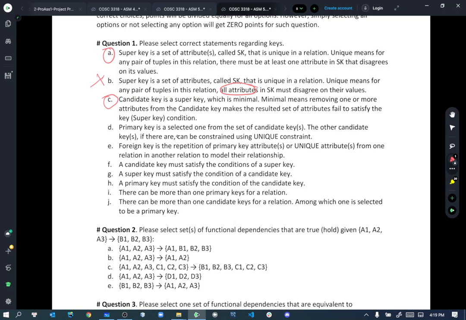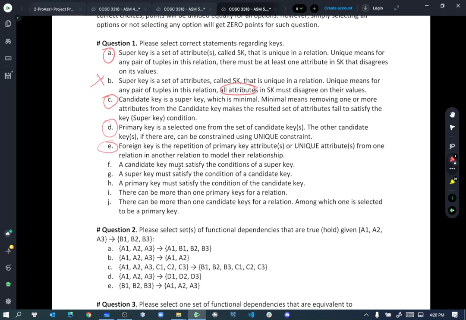Next one, primary key is a selected one from the set of candidate keys, and other candidate keys, if there are any, can be constrained using unique. This one is true by definition, and it comes straight from the slide. Next one, foreign key is a repetition of the key attribute or unique attribute from the relation in another relation to model the relationship. This one is also true. You can look at the definition from the slide as well.